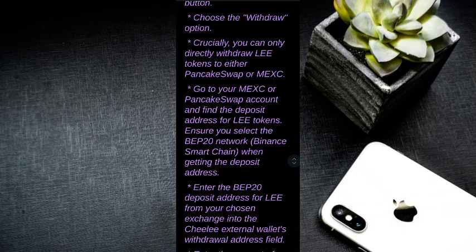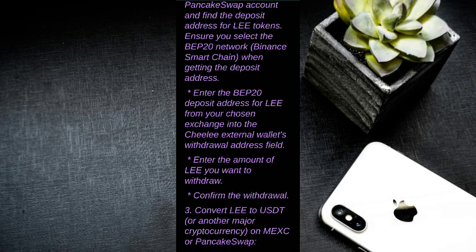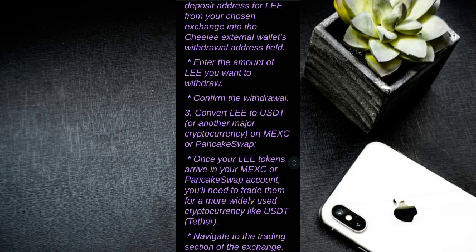So go to your MEXC or PancakeSwap account, find the deposit address for Lee tokens. Ensure you select the Binance Smart Chain network, which is BEP20, when getting the deposit address. Next, enter the BEP20 deposit address for Lee from your chosen exchange into the Chelee external wallet withdrawal address field. Enter the amount of Lee you want to withdraw and confirm your withdrawal.